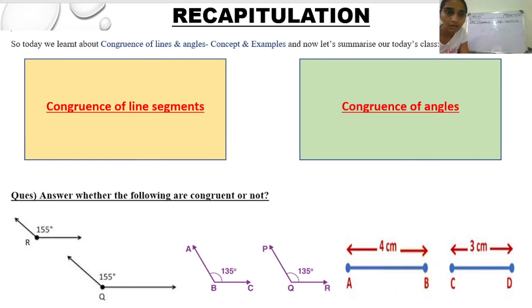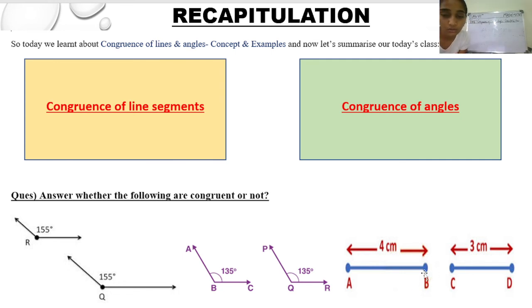So students, you have to answer whether the following are congruent or not. If I talk about the first, which is shown in the black, are these angles congruent, angle R and angle Q? Yes, they are congruent angles. What about the angle B and angle Q in the purple colored angles? Yes, they are also congruent because their measure is equal, which is 135 degree.